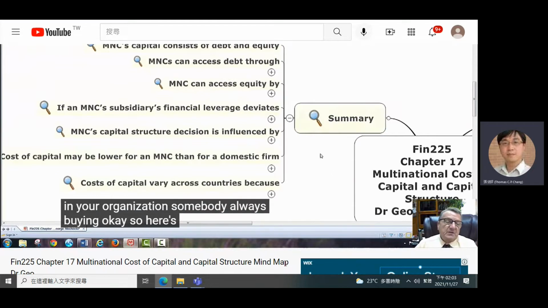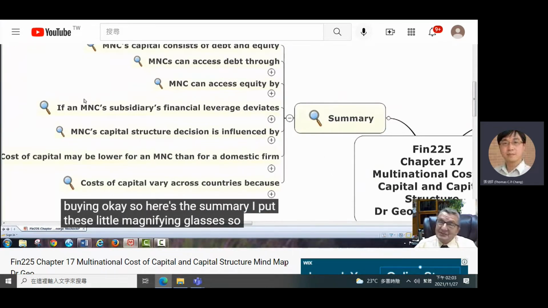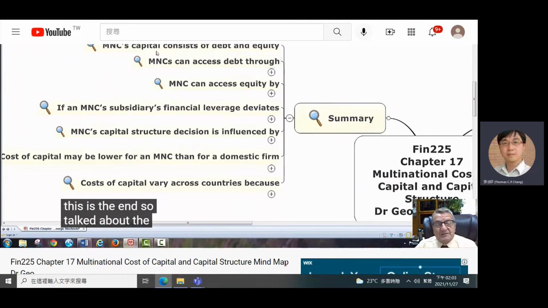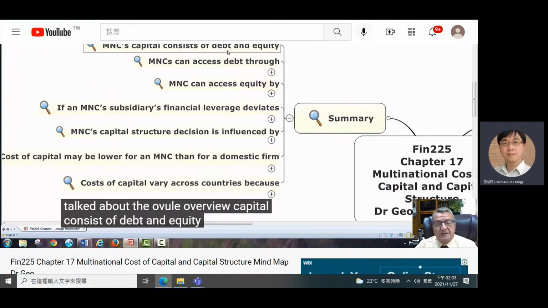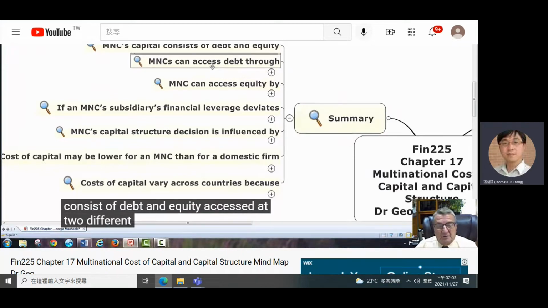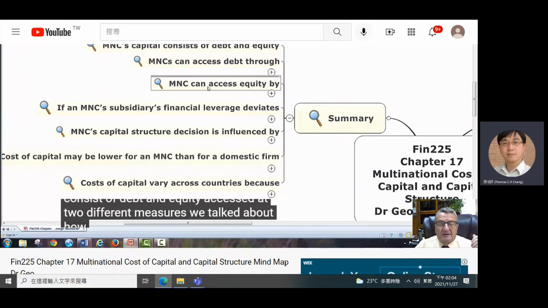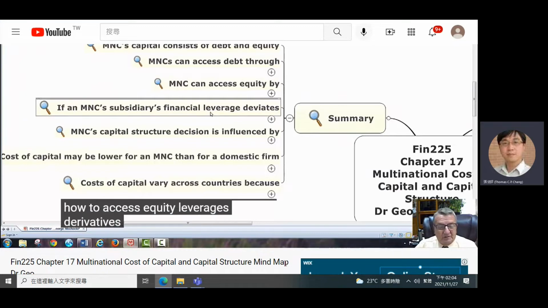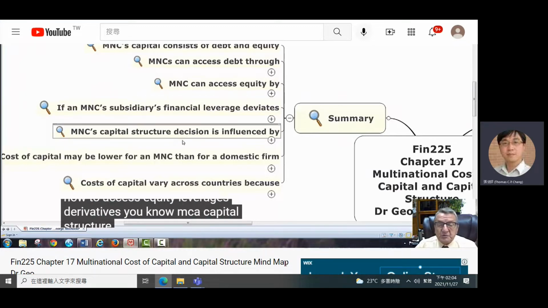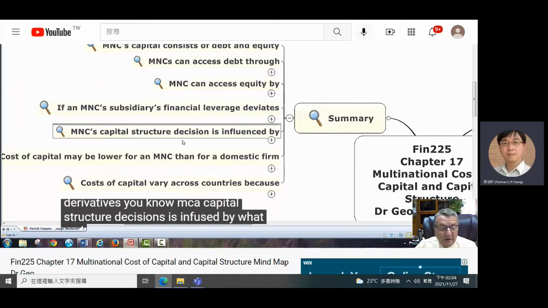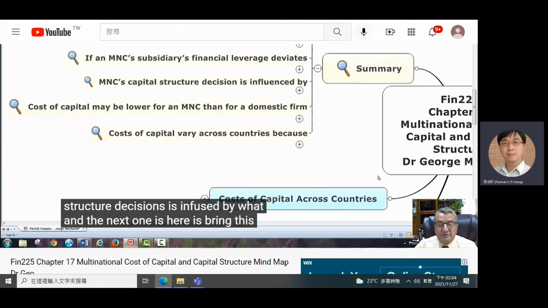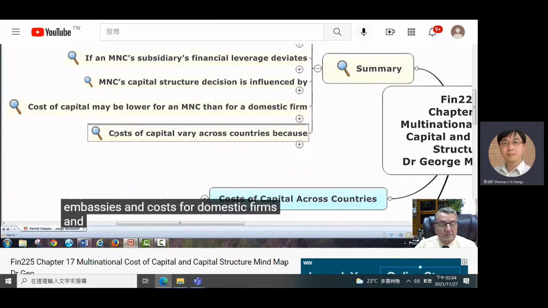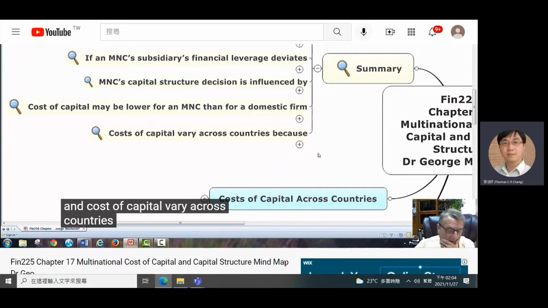Somebody always buys them. Okay, so here's the summary. I put these little magnifying glasses so you could look at it closer because this is the end. We talked about the real overview. Capital consists of debt and equity. We talked about how to access debt through different measures, how to access equity, leverage, derivatives, and what influences MNC capital structure decisions. And the next one: cost of capital will be lower for an MNC than costs for domestic firms, and costs of capital vary across countries.